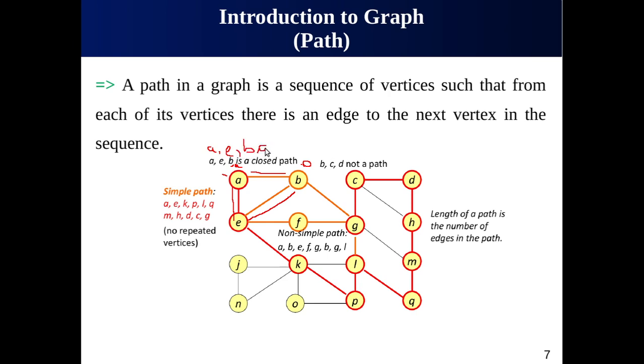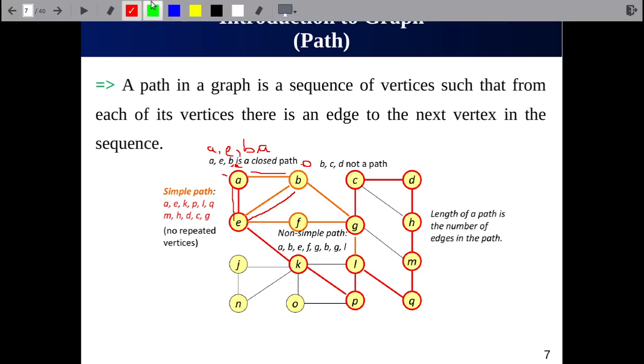What do we mean by closed path? It means the starting and the ending node or vertex is the same. So you move to E, then to B, and then back to A. This is an example of a closed path.